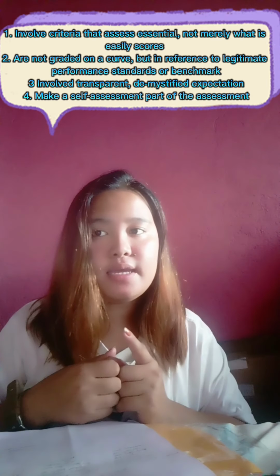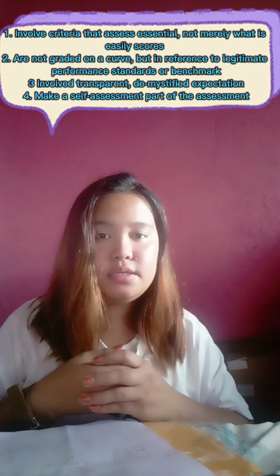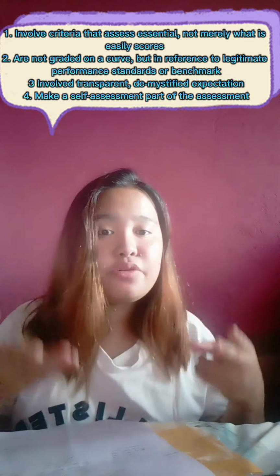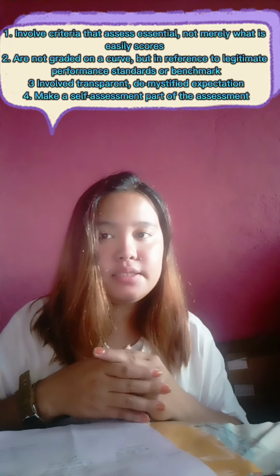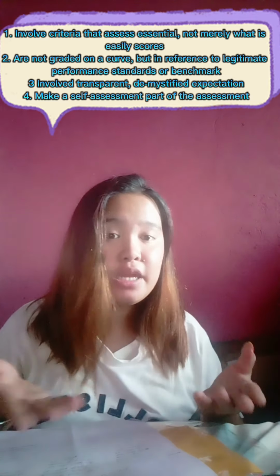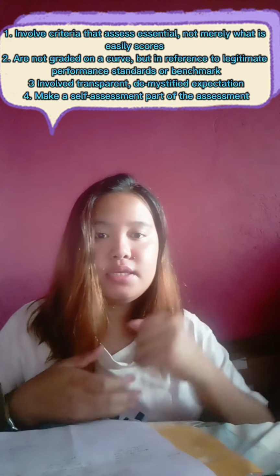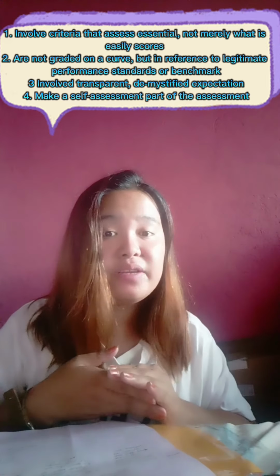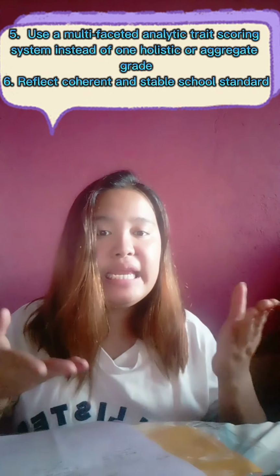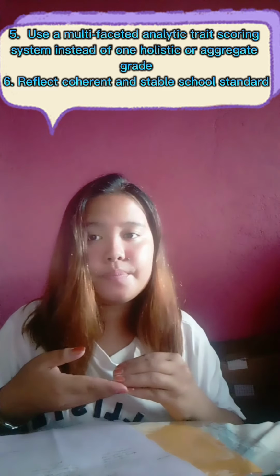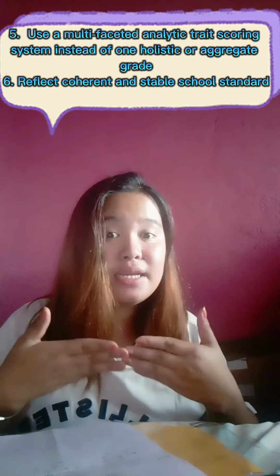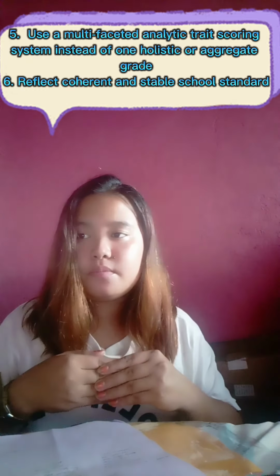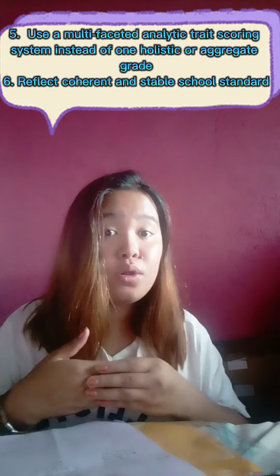So now let's move on to grading and scoring. One is involve the criteria that were assessed as essentials, not merely what is easily scored. Number 2 is are not graded on a curve, but in reference to legitimate performance standards or benchmarks. Number 3 is involve transparent, demystified expectations. And number 4, make self-assessment part of the assessment. And number 5 is use a multifaceted, analytical trait scoring system instead of one holistic or aggregate grade. Lastly is reflect coherent and stable school standards.